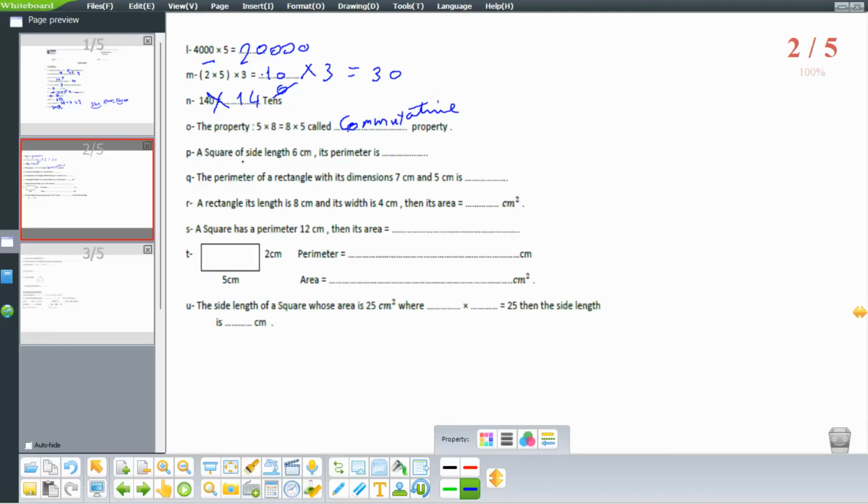Okay, a square of side length 6 centimeters, its perimeter. We know that if we have a square and we need to find its perimeter, we are going to multiply side times 4. Side length equals 6, so it means 6 times 4, table 4 or table 6, it will be 24 centimeters.